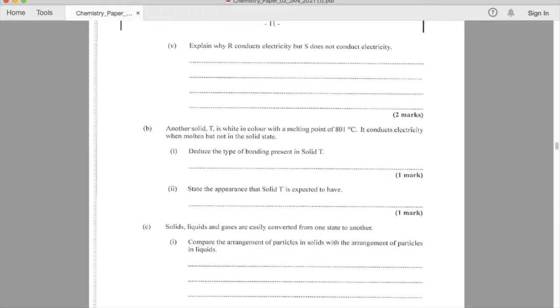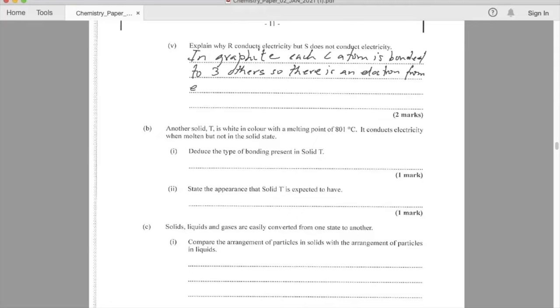So we're going to condense that somewhat. So we'll state that in graphite, each carbon atom is bonded to 3 others. So there's an electron from each that could carry a current. While in diamond, each carbon atom is bonded to 4 others. So in essence, we're saying all the electrons in the carbon atoms in diamond are being used. So there are no free electrons to carry the current.